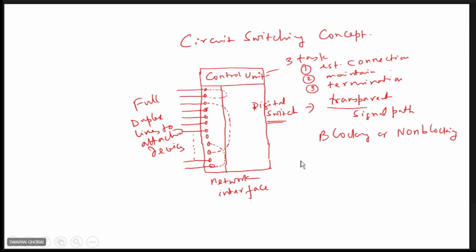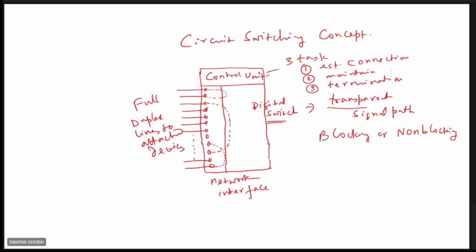So we have seen the three elements of the circuit switching node. One is the control unit, which has three functions. A digital switch, whose function is to establish the signal path. And the network interface, which consists of hardware and software to connect the digital devices. Right, analog or digital telephones both can be connected with this network interface element.